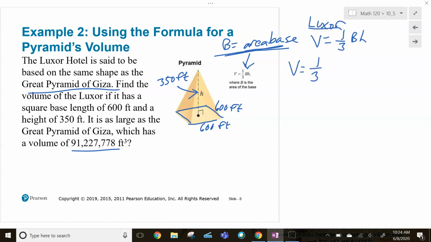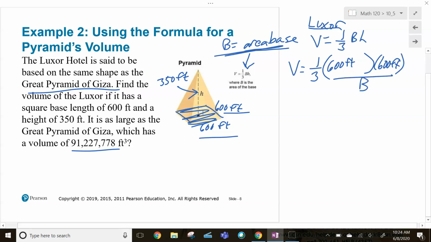All right, area of the base. Area of the base is this square on the bottom, right? So 600 feet times another 600 feet. So there's our area of the base, that's our capital B. And then our height is 350 feet. So this ends up being 600 times 600 times 350, all divided by 3.